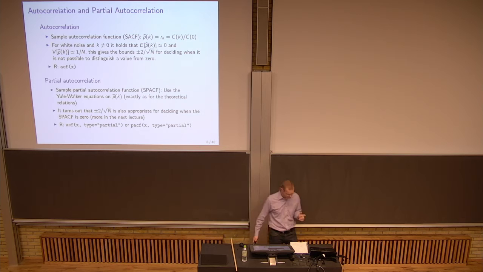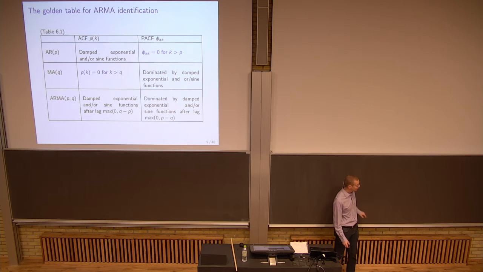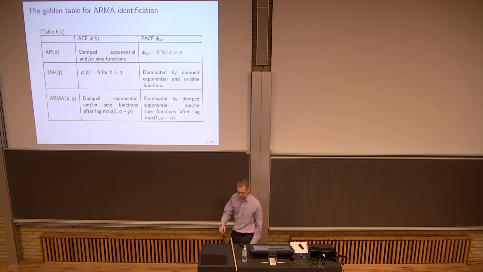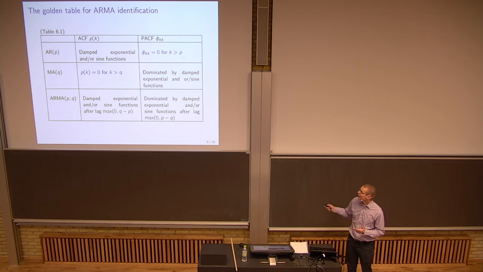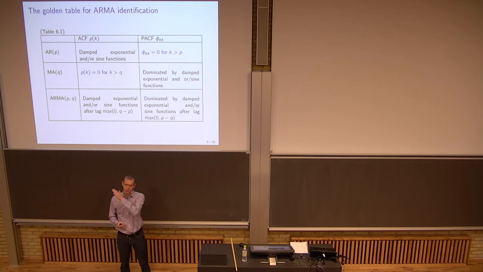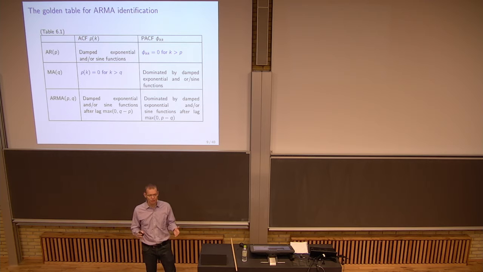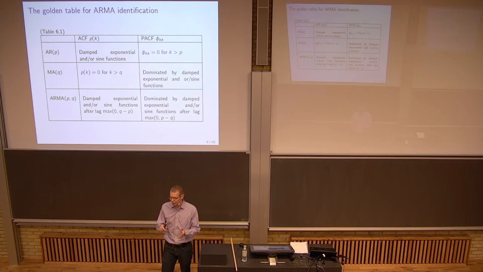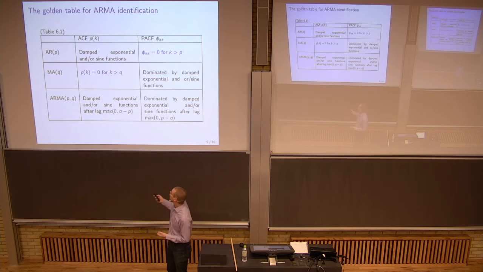So this is kind of a sum up of what I did and what we started doing last week. Now see if this works. When you have an autoregressive model of order p, then for the autocorrelation function, you will see some damped exponential and/or sine functions. We have so far mostly looked at something that is damped exponential. If the characteristic polynomial that we looked at last week, phi of z inverse equal to 0, gives complex roots, that's when we get the sine function, some oscillations in the autocorrelation function.